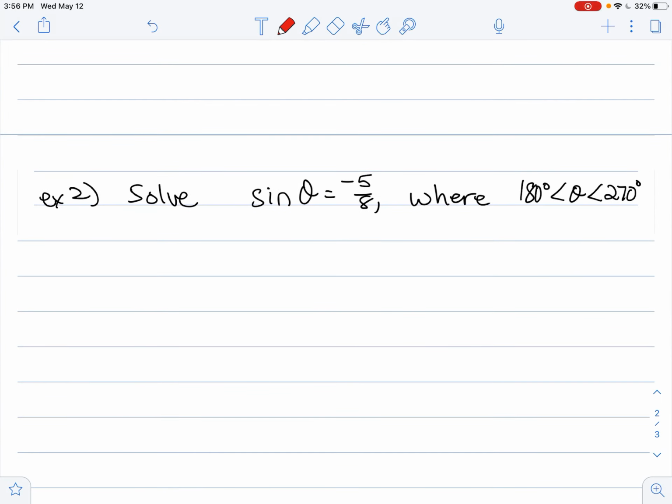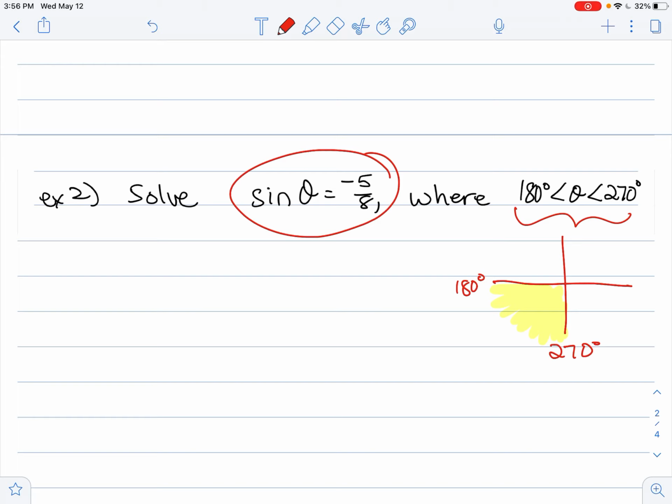It says solve sine theta equals negative 5 over 8, where theta is between 180 and 270. So this tells us where it is. So this is 180 degrees here. Here's 270. So we know theta is somewhere in the third quadrant here, okay? So we want to know, where is sine theta equal to negative 5/8. So if I wanted to draw theta, it'd be somewhere inside here. And we know it's going to equal negative 5 over 8.